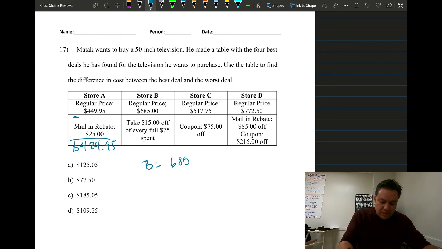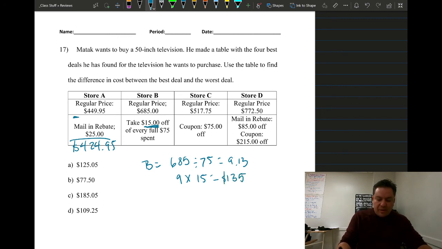685 divided by 75 is gonna give us whatever the whole number is. 685 divided by 75 gives you 9.13. So that means that you're gonna get 9 full $75. So 9 times 15, this 15 right here, gives you 135, I believe. 9 times 15, yes.